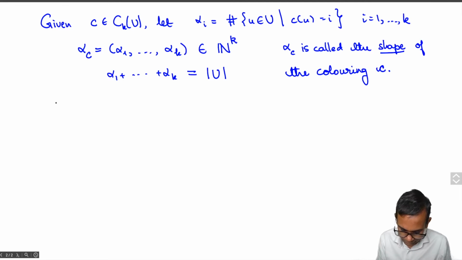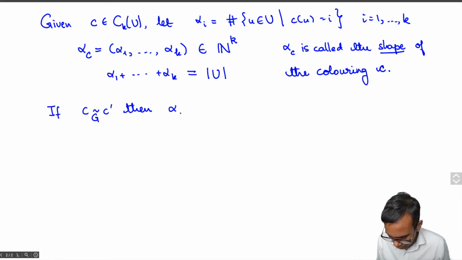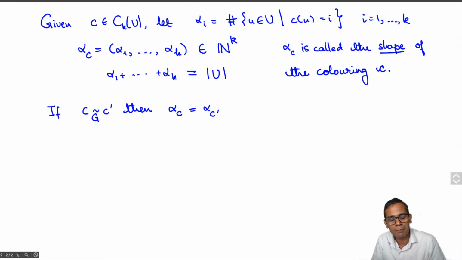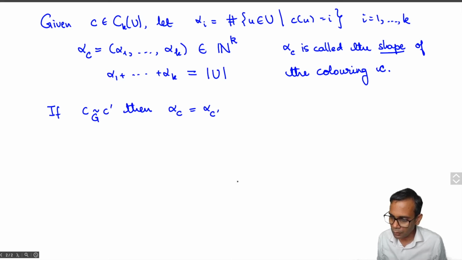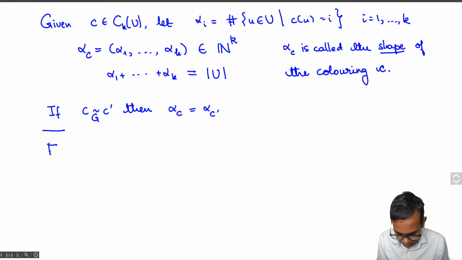And one thing that's obvious is that if C is equivalent to C prime, let's say G equivalent for any group G, then of course alpha of C is equal to alpha of C prime, because the color assigned by C prime to an element GU is the same as the color assigned by C to an element U. All you're doing is moving around the points but assigning the same number of points the same color.